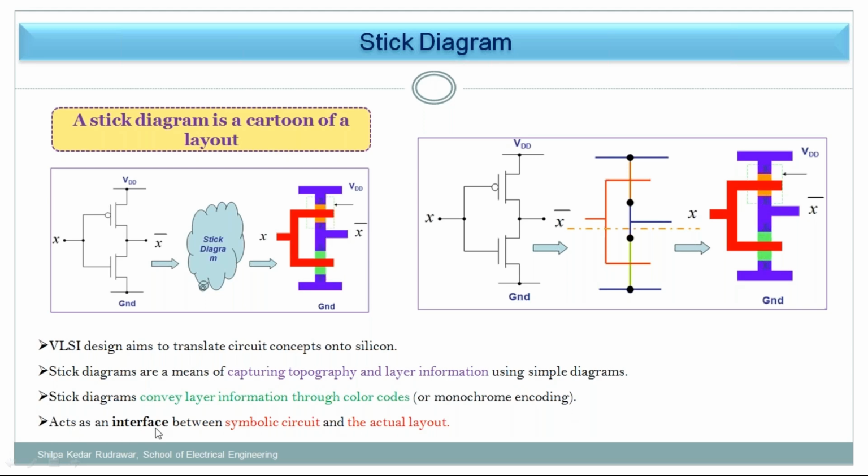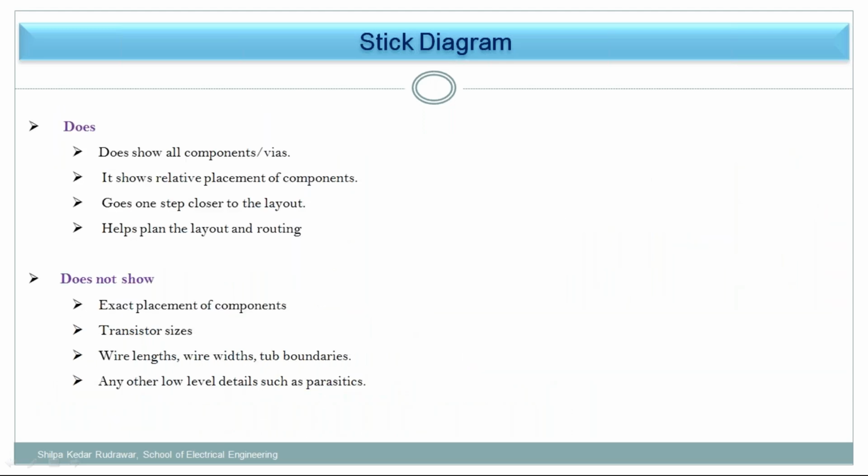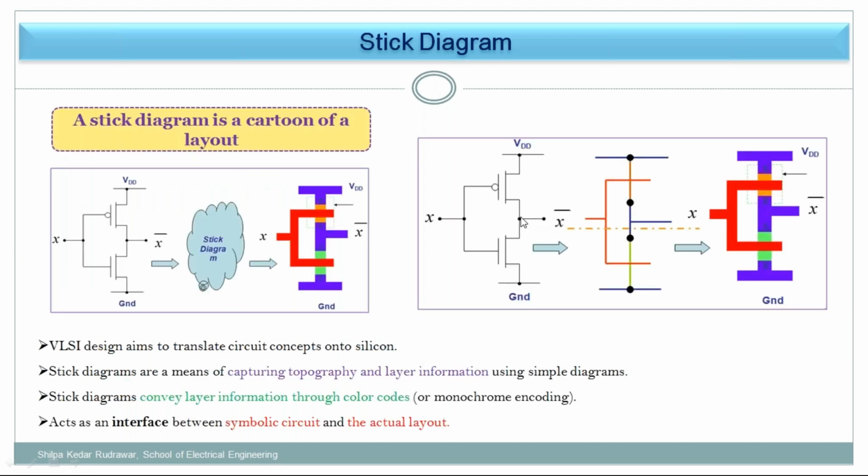So it acts as an interface between what? This symbolic circuit and the actual layout which you are implementing on microwind. Okay. So these theoretical things you need to remember every time. Now what does it do and not do? What does the stick diagram do? It shows the components. What is meant by component? This is one PMOS and this is NMOS.